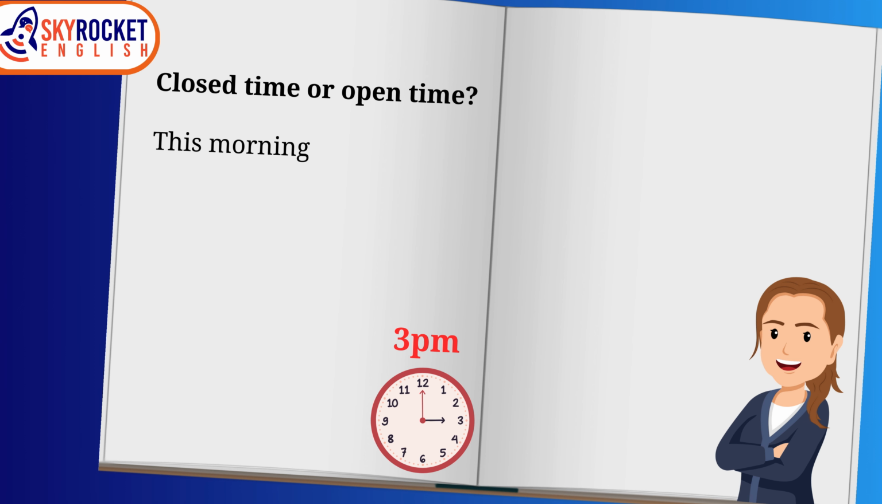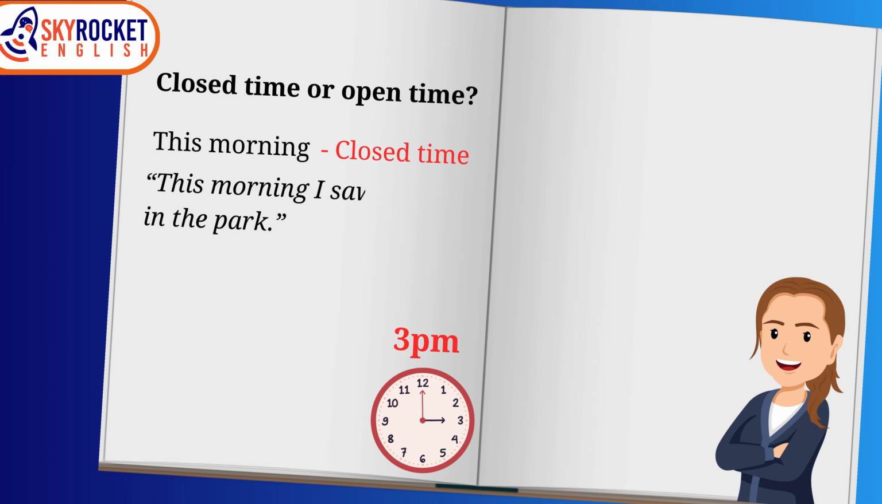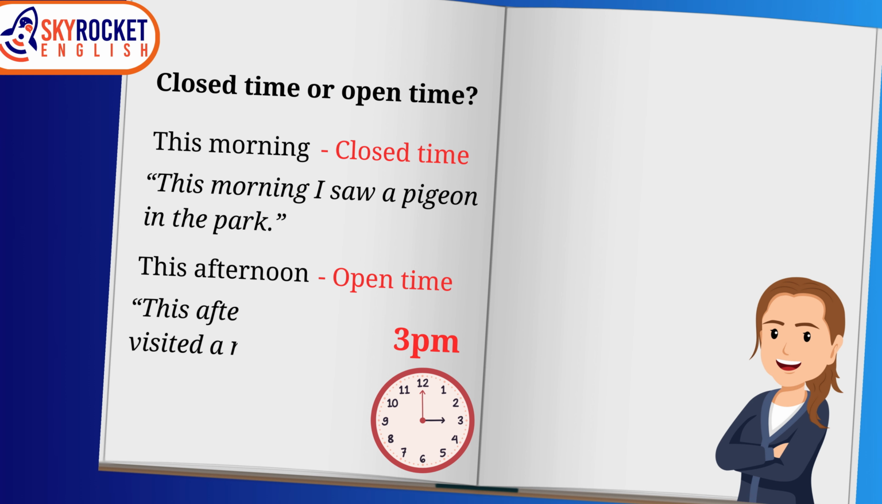Right, if the conversation is at 3 p.m. in the afternoon, then this morning is finished. For example, this morning I saw a pigeon in the park. Number 2. This afternoon. Right, if the conversation is happening in the afternoon, then the time continues, and so it is present perfect. For example, this afternoon I have visited a museum.